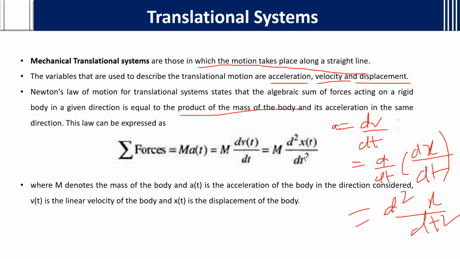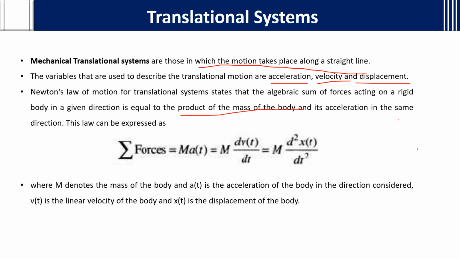That is what is written here: M into d square x of t by dt square. This is the equation which is used for the translational system. The law is expressed. This equation is very important.